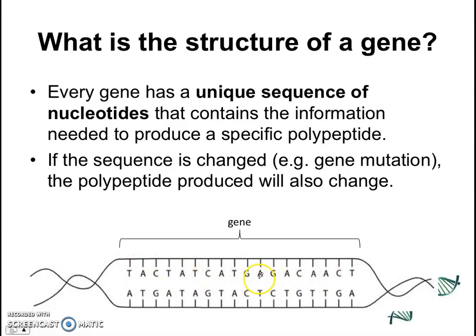So if I change this sequence, maybe through a gene mutation, remember, a gene mutation is a change in the structure of a gene. So it's a change in the sequence. If this sequence is changed, then the instructions are changed. And then the polypeptide produced will also be changed and will be affected.